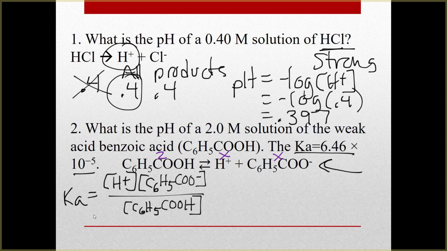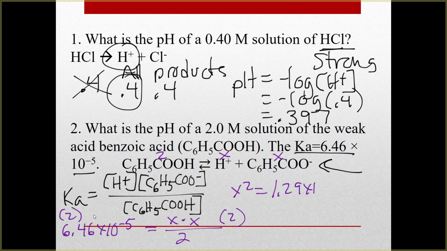So plugging everything in, we get 6.46 times 10 to the minus 5 on this side. And we have x times x here divided by 2. I'm going to multiply each side by 2. And I get x squared equal to 1.29 times 10 to the negative 5th. And I need to square root this, both sides.